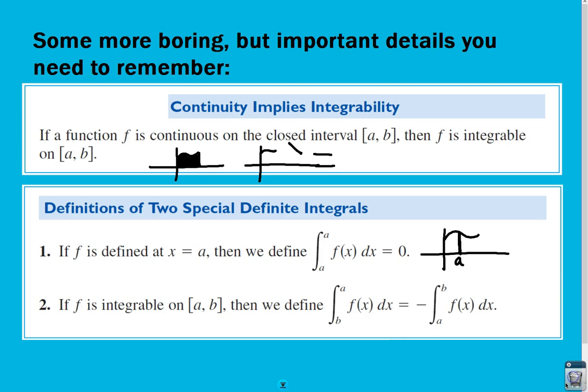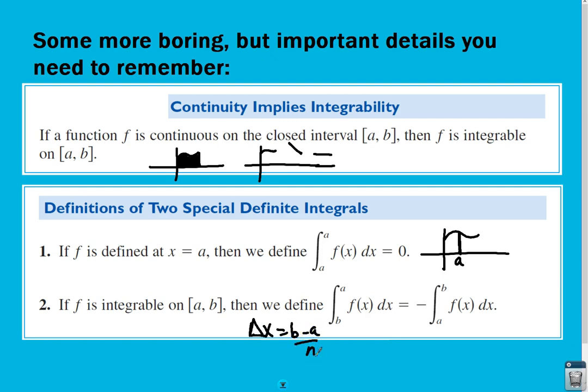Last one here on this page. If f is integrable on a to b, then we define the integral from b to a of f of x dx to be equal to the negative of the integral from a to b of f of x dx. What on earth? Here's how this works. Remember when we did the limit definition of an integral, one of the first things we would have to do is find delta x. We would say b minus a over n.